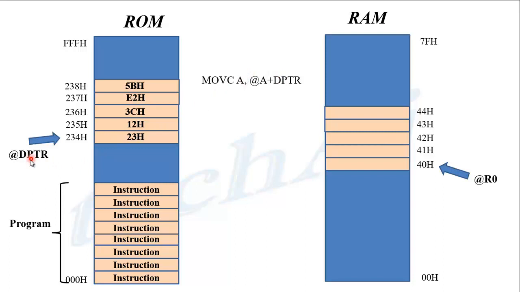Now here, my DPTR is pointing to the 234H. I want to transfer the data from this location. So this addition should result to the 234H. Hence, before executing this instruction, accumulator should be initialized to the 0 so that this addition results into the value which DPTR is pointing. So before this instruction, we'll write MOV A, #00H, which will initialize the accumulator to the 0 so that this addition results into the DPTR only.